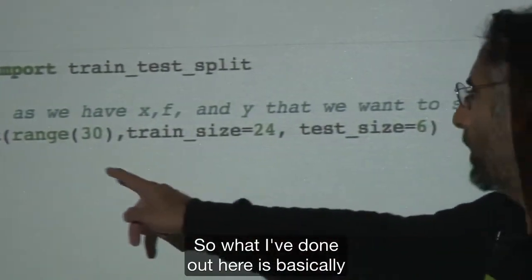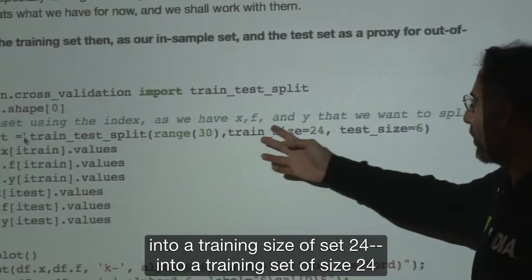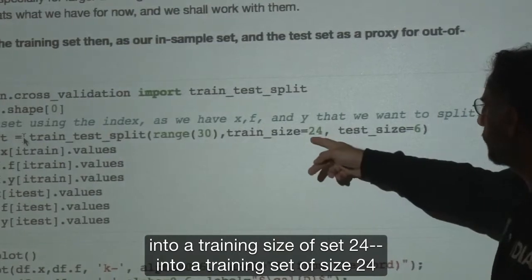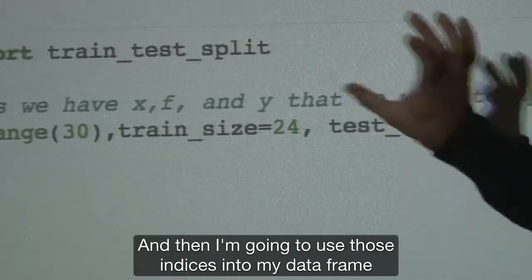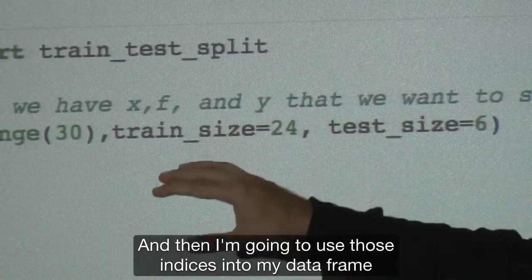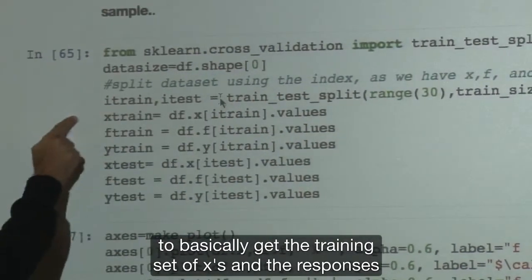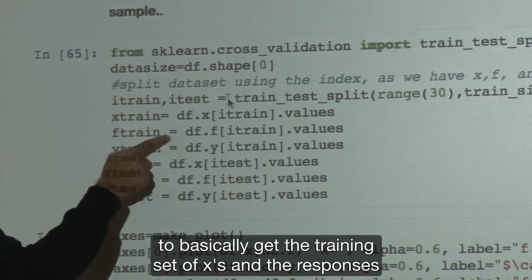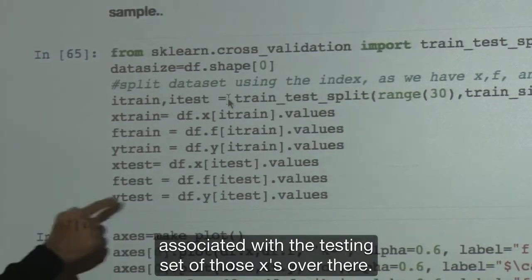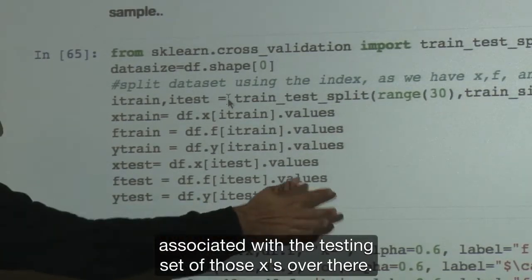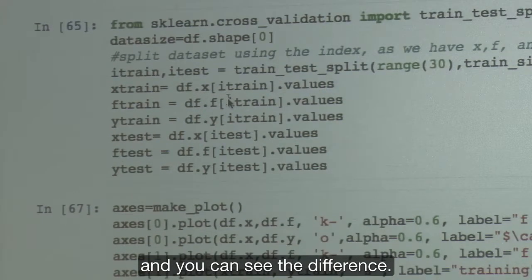So what I've done out here is split the integers between 0 and 29 as an index into a training set of size 24 and a test set of size 6. And then I'm going to use those indices into my data frame to get the training set of x's and the responses associated with this training set of x's, the testing set of x's, and the responses associated with the testing set of x's. And now I can plot these for you, and you can see the difference.